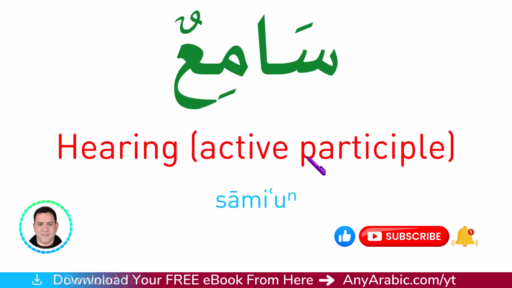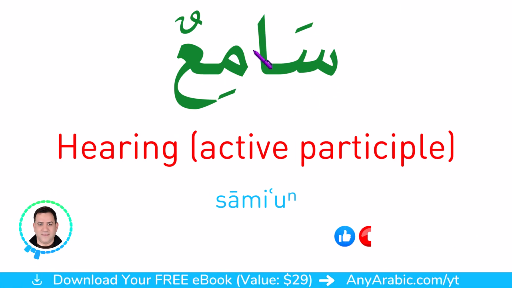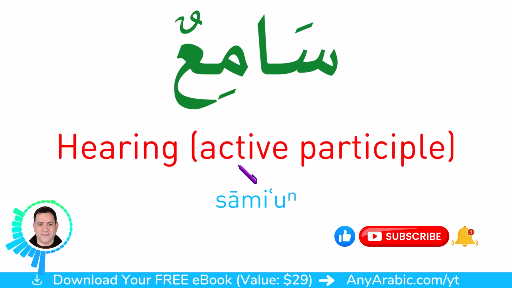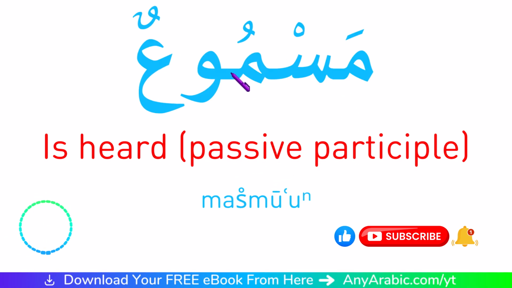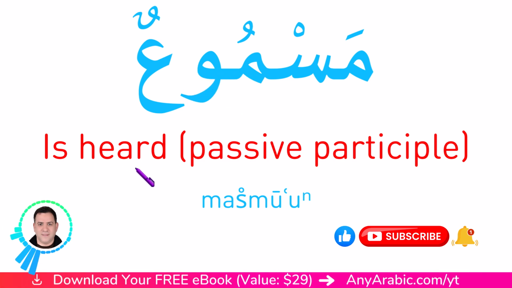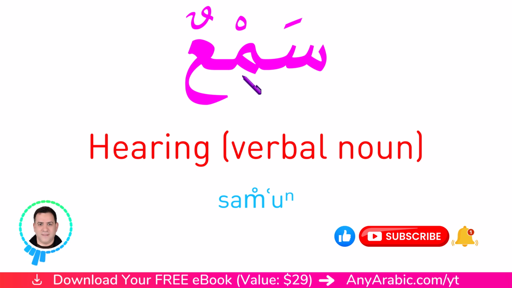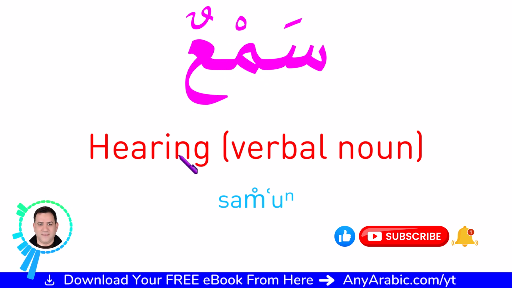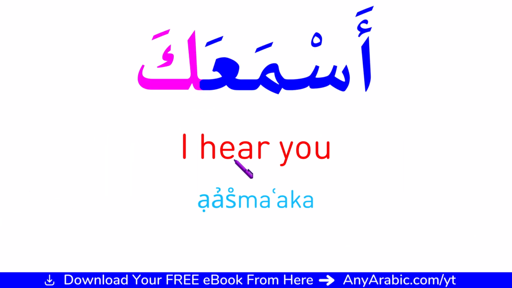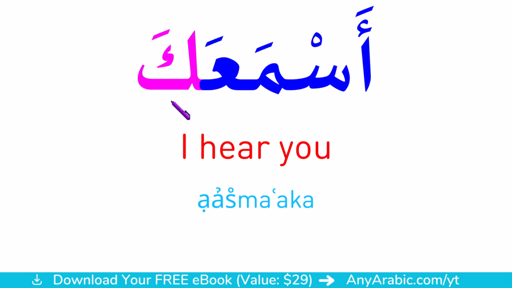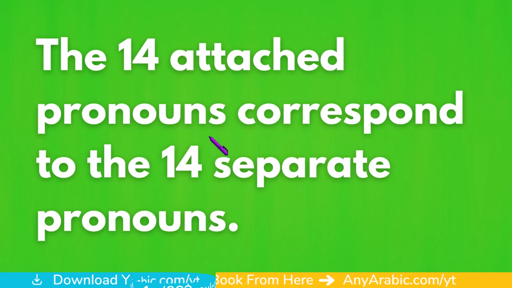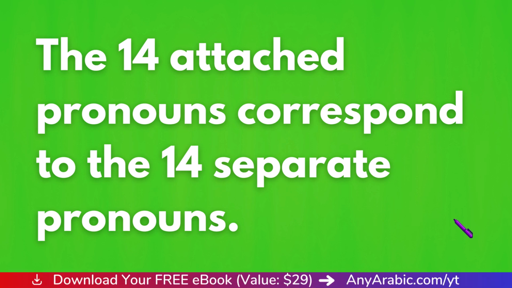The active participle اسم الفاعل is سامع, meaning listener. The passive participle اسم المفعول is مسموع, meaning heard. The verbal noun المصدر is سمع, meaning hearing. The second part of the word أسمعك is the attached pronoun كاف for singular masculine. Note that we have 14 attached pronouns that correspond to the 14 separated pronouns. They can be used with nouns, verbs, and particles.